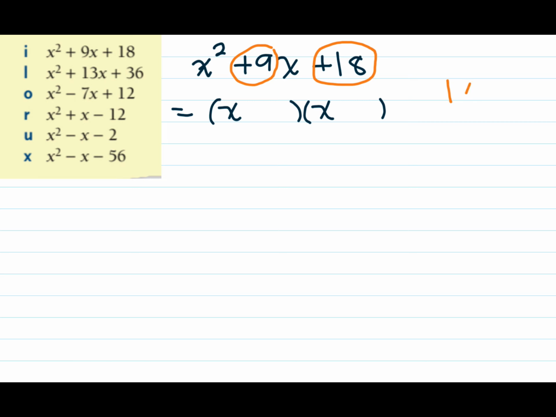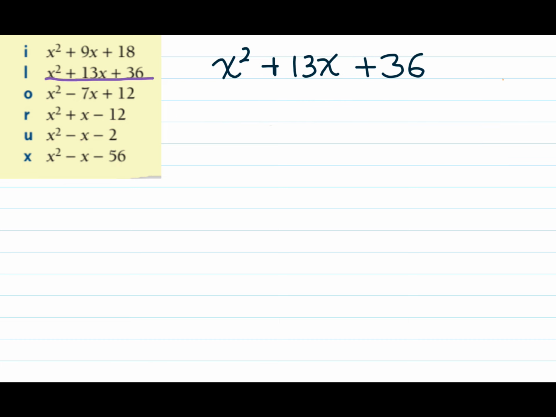So let's list the factors of 18. We have 1 times 18. We have 2 times 9. We have 3 times 6. So as you list them, you look at the combinations and see which one, when you add it, can give you a 9. And then we see that 3 and 6, when you add them, 3 plus 6 is 9. And then 3 times 6 is 18. Therefore, we're going to put a plus 3 in one bracket and a plus 6 in the other bracket. It doesn't matter which one you put first. You could put the 6, you could put the 3, and that is it. That is factorized.